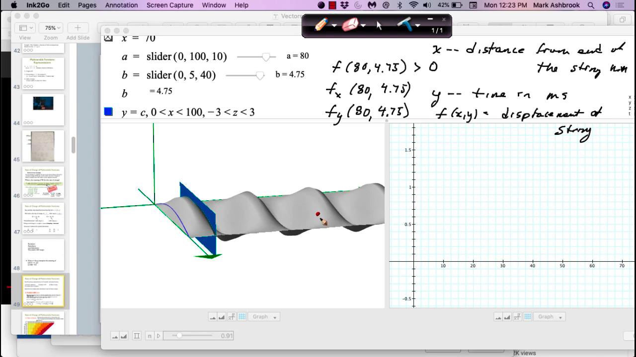So is there anything you can say about the partial with respect to x at that point? I think. Anna? Oh, no, sorry. This Anna. Two Annas.